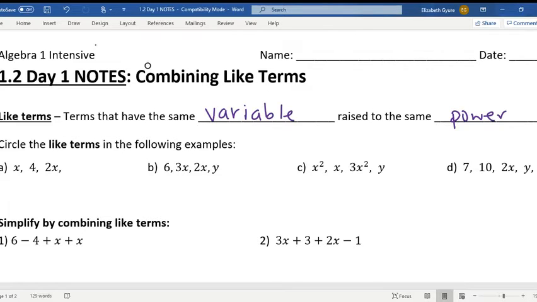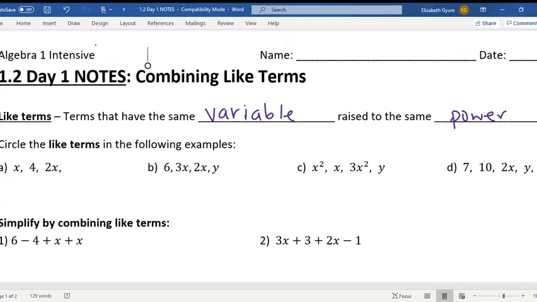So what we're going to do is practice identifying some like terms and practice combining them. How do you do that? What's the point? Well, we're going to have multi-step equations, and you're going to sometimes have to combine like terms in order to solve. So circle the like terms in the following examples.